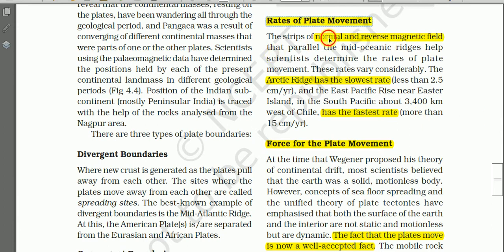The strips of normal and reverse magnetic field that parallel the mid-oceanic regions help scientists to determine the rate of plate movement. About this magnetic field, the normal polarity and the reverse polarity, we have learned earlier when we discussed sea floor spreading. Again, let me show you a diagram about it.